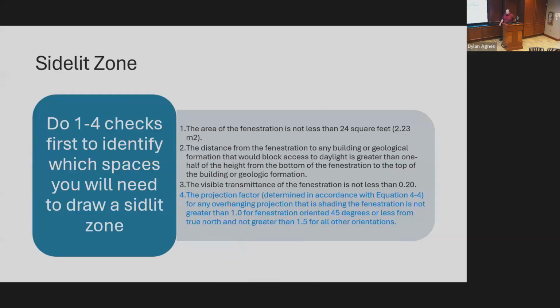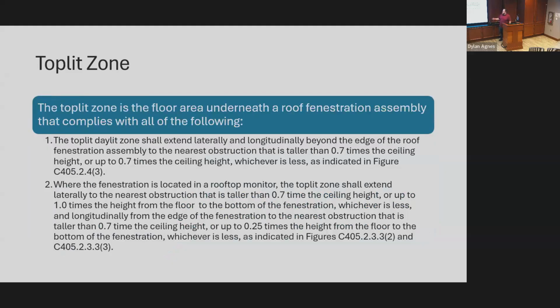So again, do checks 1 through 4 first to identify which spaces you will need to draw a sidelit zone, and then determine which zones are required to have the photo control sensor installed, and which zones are being controlled by which sensors, and so on. I know a lot of you do this, but please consider adding just one additional photo control cell, just for more uniform illumination response to daylight levels, please. So that's the sidelit zone.